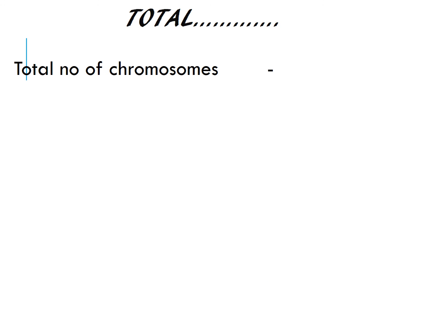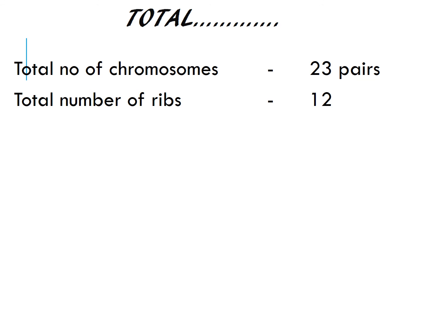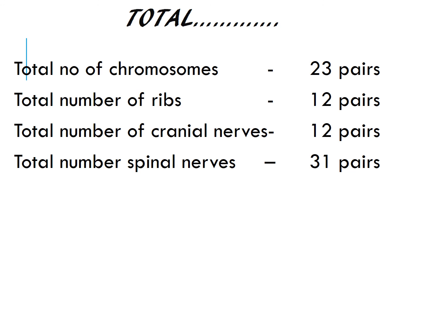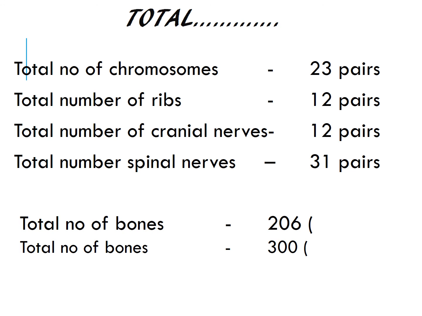Let us have a discussion of the total number of chromosomes, 23 pairs, total number of ribs, 12 pairs. What about the total number of cranial nerves? 12 pairs again. What about the total number of spinal nerves? 31 pairs. Now total number of bones, adult is 206 and in newborn 300.